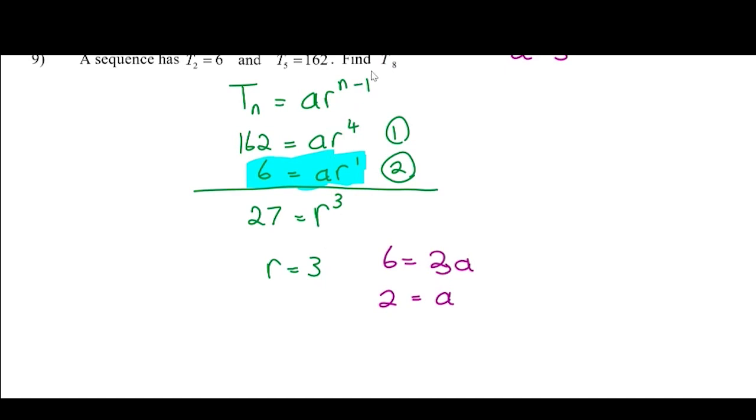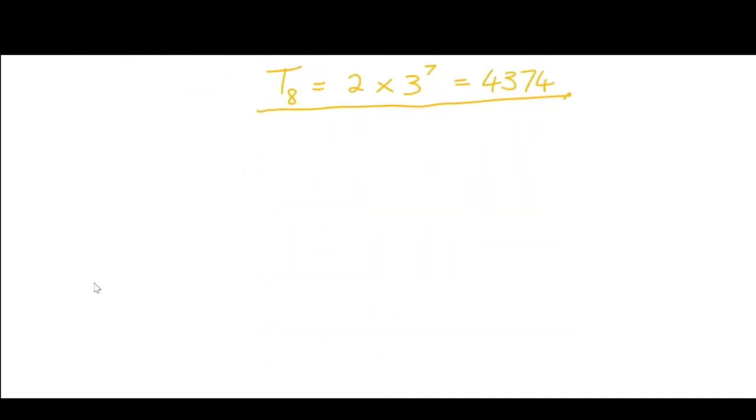Let's just check what the question asked us to do. It actually asked us to find T8. T8, remember, is going to be my a value times my r to the power of 8 minus 1. Right, there we go. And we get the number 4,374. That's the 8th term of the geometric sequence that has those two terms. And that brings us to the end of this lesson.